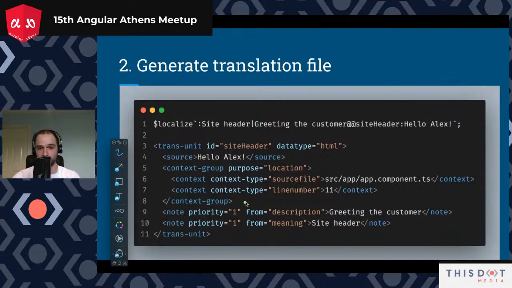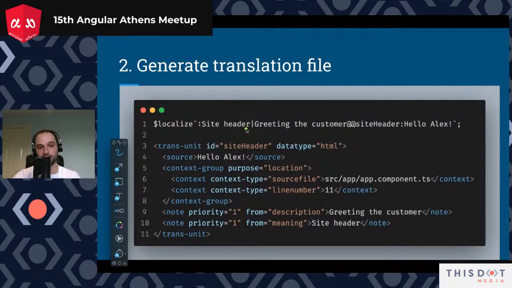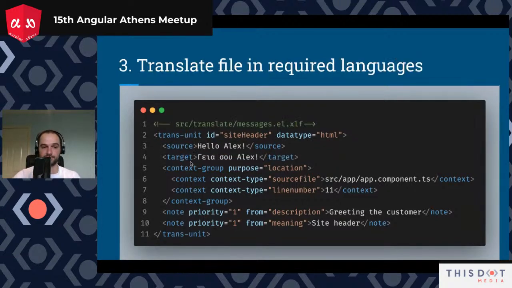Then we have this context group, which says where this text appears and at which line in that file. And also our description, from here, greeting the customer, and then the meaning, site header, which is this one. So to translate this one, we need to add another line after source, which is called target. So we copy paste our file, and then we name it with the locale of that language. And then we provide a target underneath the source, which is the actual translated text. Everything else remains the same.